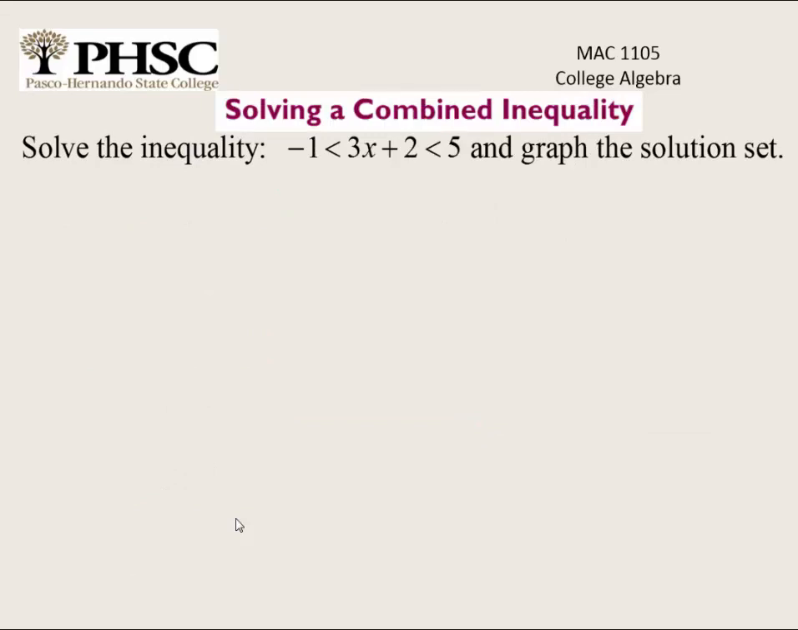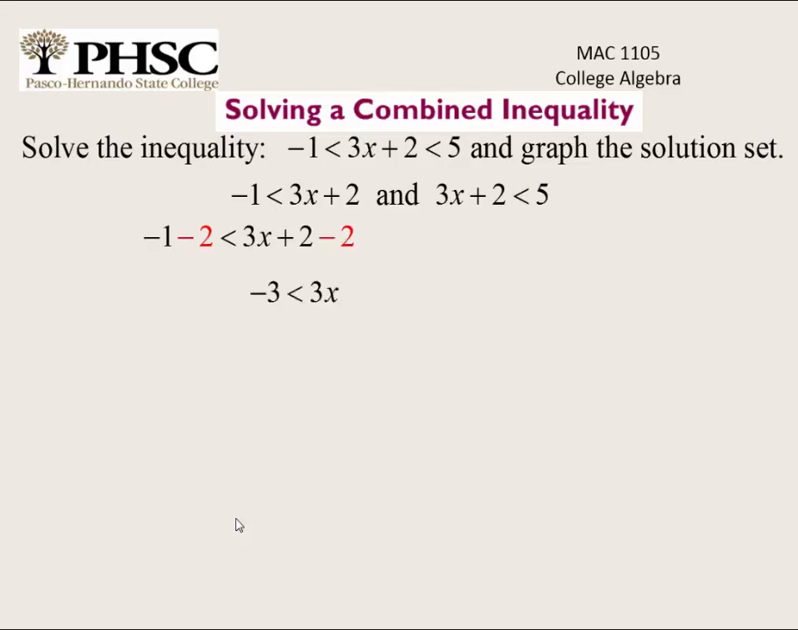The next thing is we have a combined inequality. We have negative 1 is less than 3x plus 2 is less than 5. We're going to solve this and graph it. In reality, what we have is two different inequalities. We have negative 1 is less than 3x plus 2, and then we have 3x plus 2 is less than 5. We're going to solve the first one by subtracting 2 from both sides. So we end up with negative 3 is less than 3x. Divide by 3, and we end up with negative 1 is less than x.